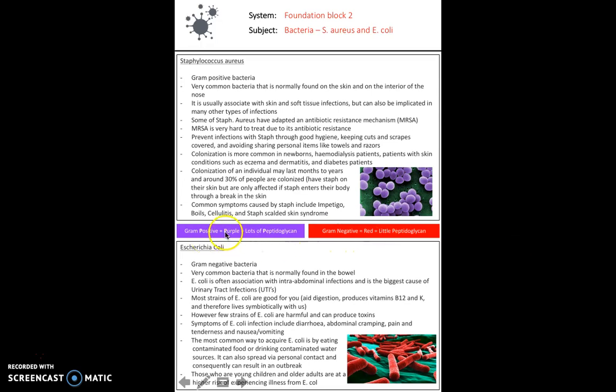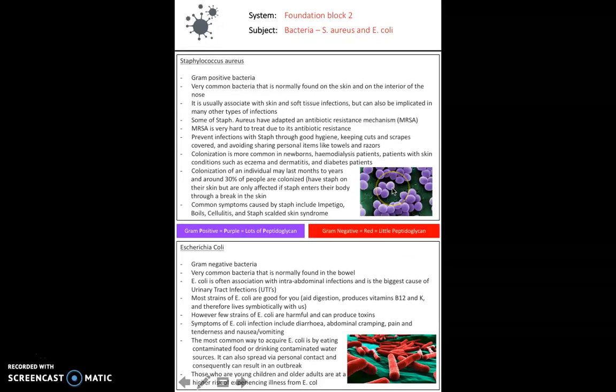The reason for the difference in colour staining is that gram-positive organisms have lots of peptidoglycan in their cell walls, which means they retain the crystal violet stain, which is purple, whereas gram-negative organisms have hardly any peptidoglycan at all, which means they do not retain the stain.